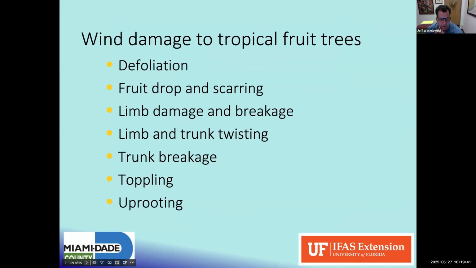So wind damage, this could be from a tropical storm up to a category 5. You're going to get defoliation, fruit drop and scarring. The fruit can stay on the tree, but it will rub against the branches. It's scarred up. Limb damage, breakage, limb and trunk twisting. So the limbs stay on the tree, but they blow and they twist.